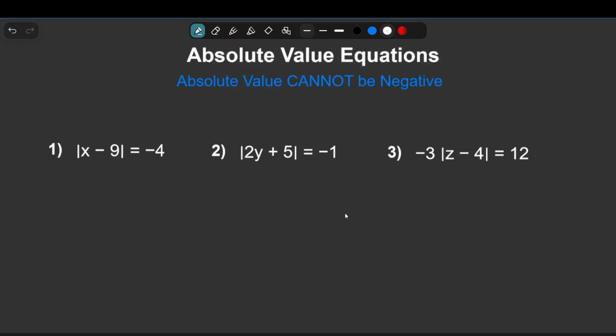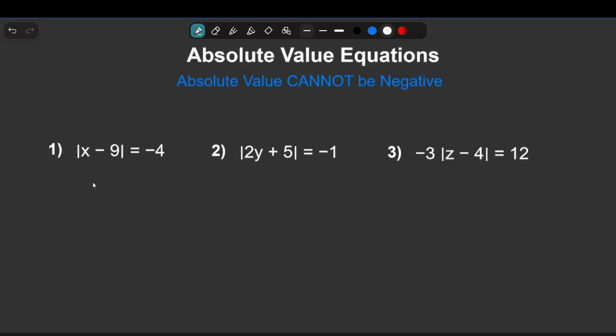So absolute value represents distance from zero, and as you guys know, distance is never negative. So whenever an absolute value equals a negative number, the equation has no solution. In some problems, you may first need to isolate the absolute value. If it still equals a negative number after isolating, you stop immediately and say there is no solution. So that's basically how this works. Let's get into our three examples to get this down.